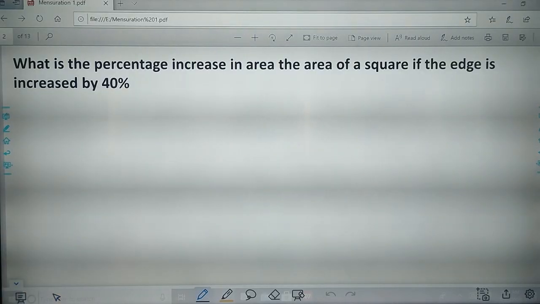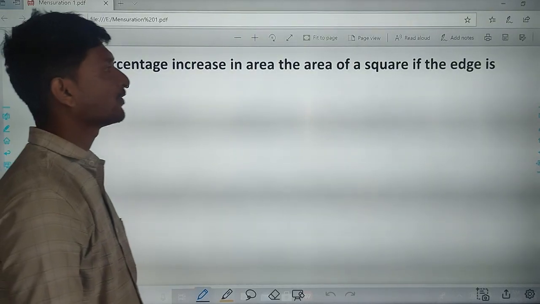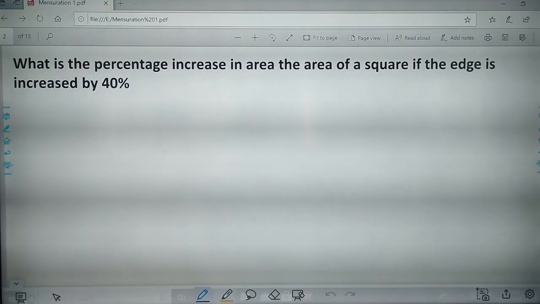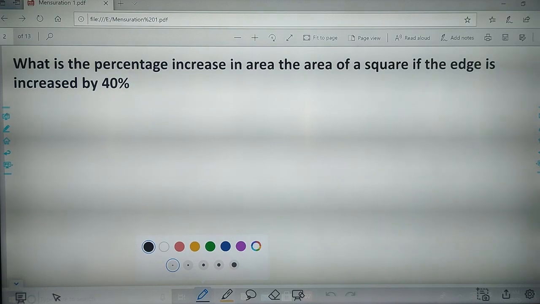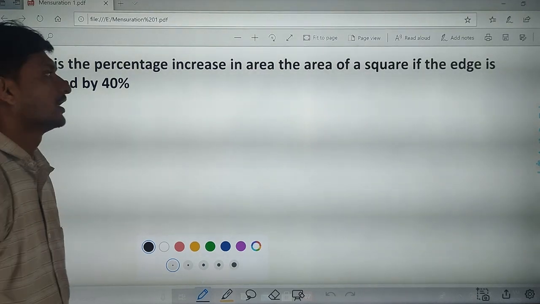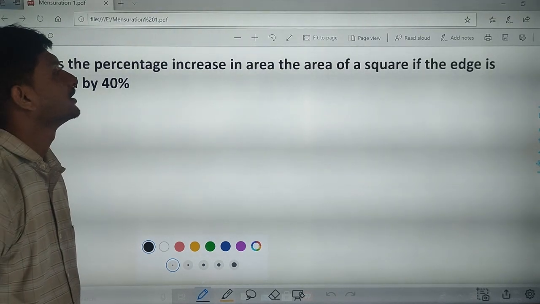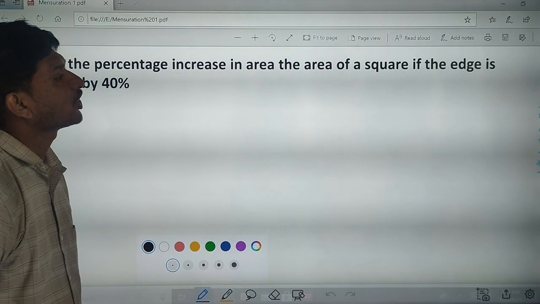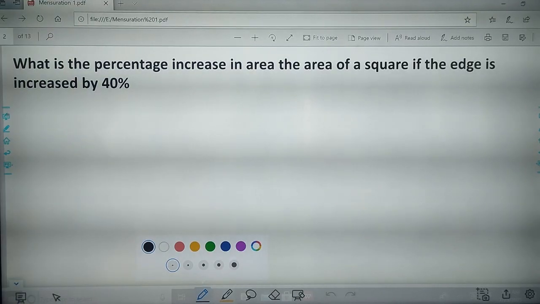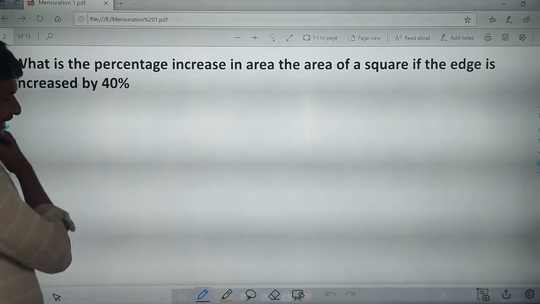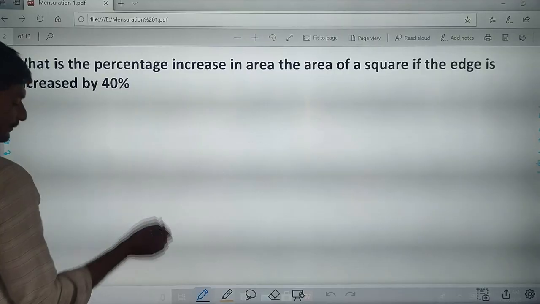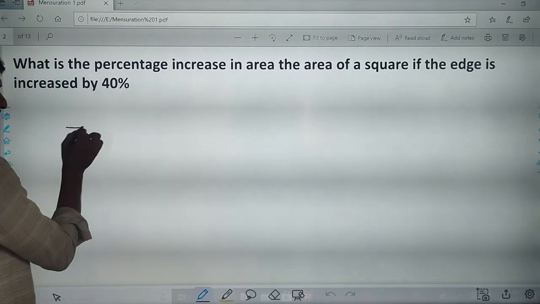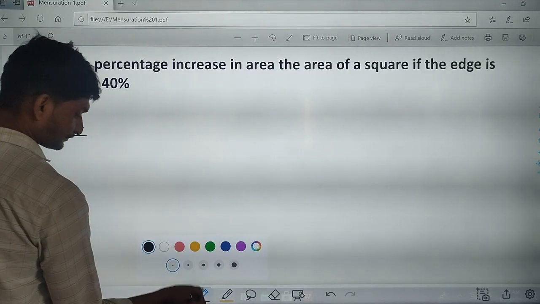What is the percentage increase in area of a square if the edge is increased by 40%? Here, the edge of the square is increased by 40%. Now, the total increased area is calculated by a formula.